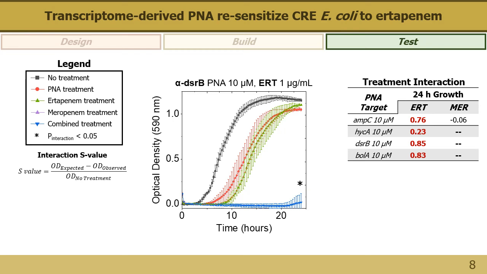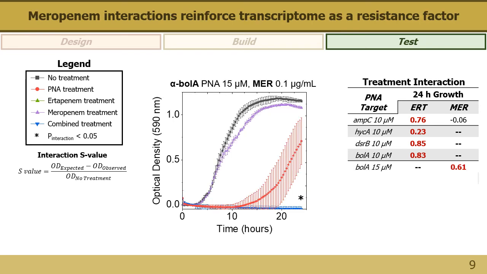Now you'll remember BOLA was also supposed to have an effect when combined with meropenem, and we do get that as well. We see that when you bump the concentration of alpha BOLA up to 15 micromolar. It really demonstrates you need to play around with concentration a little bit, but these therapies do work, something we might need to study more in the future.